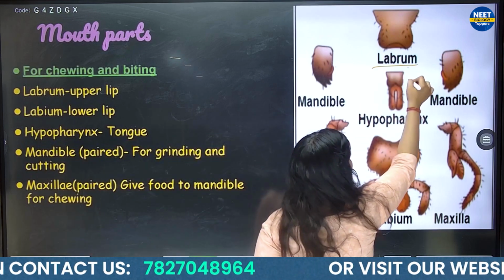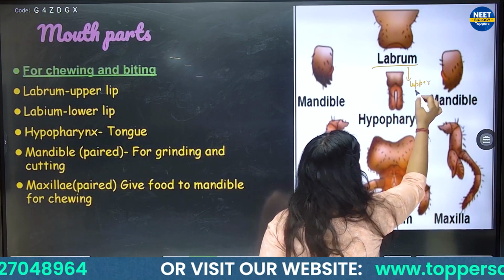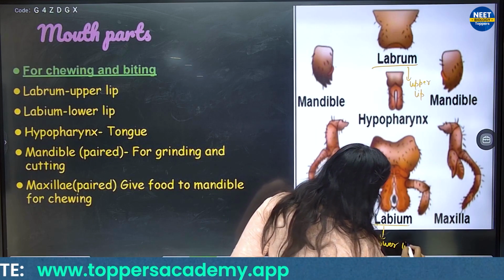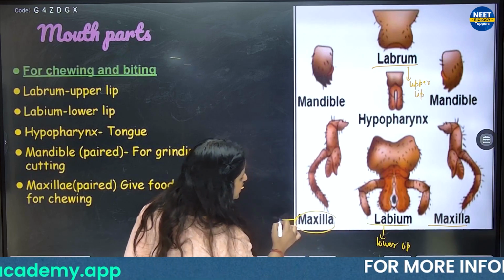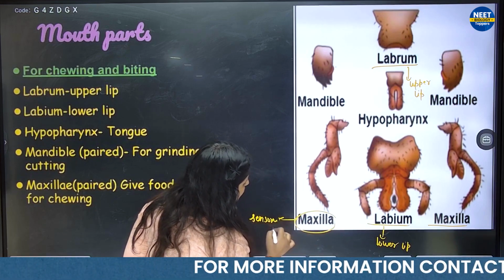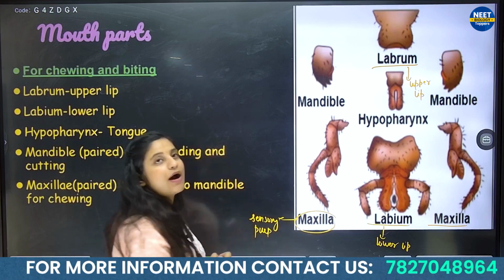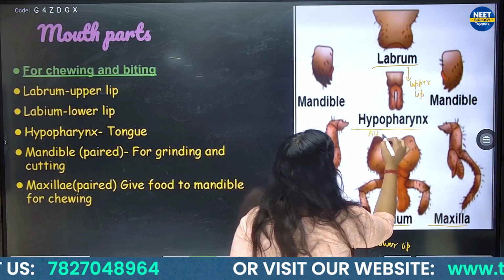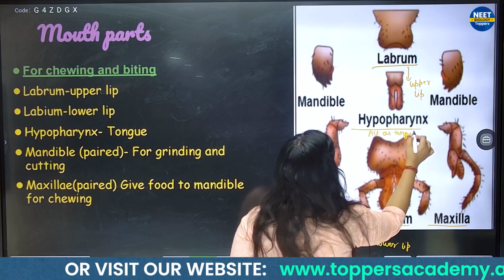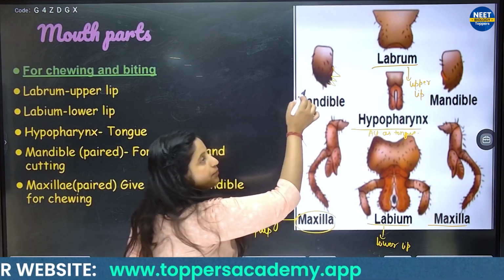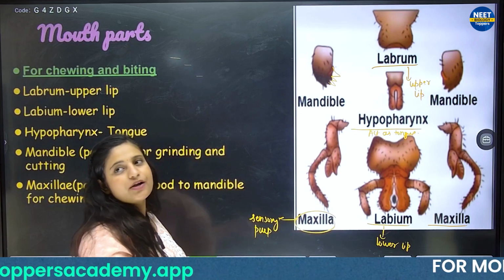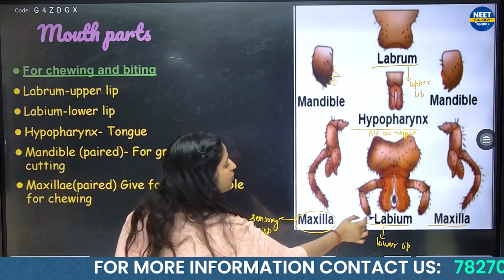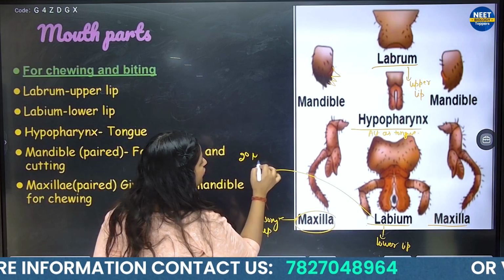This is the labrum, which is considered the upper lip, this is the labium, which is the lower lip, and this is the maxillae. The maxillae contain the sensory palp, and this sensory palp is for olfaction and gustation. This hypopharynx acts as a tongue, and the mandible has sharp chitinous teeth, as you can see here, which are responsible for piercing and tearing.